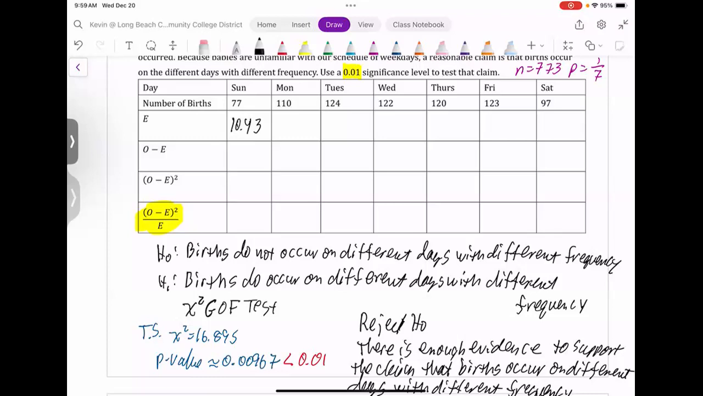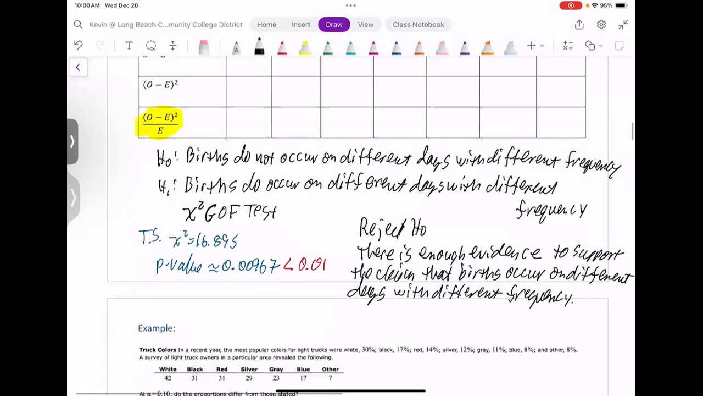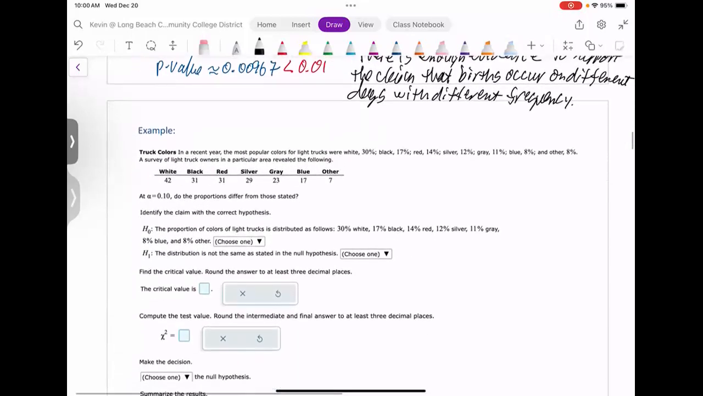So all we can conclude from this is that it appears, based on this data, that the frequency of births is different depending on the day of the week. Now, the big question would be, why is that so? Which we're not going to answer in this class, unfortunately.